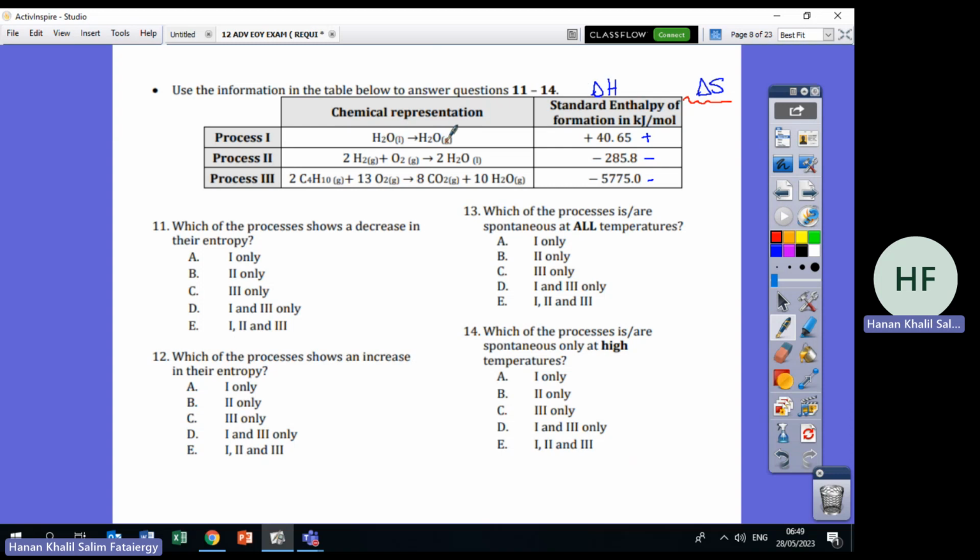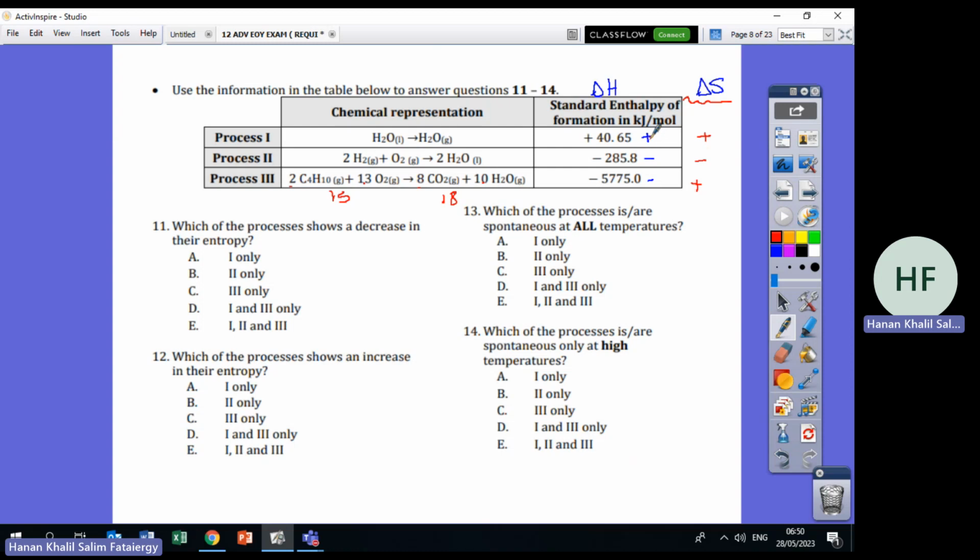Okay, now liquid to gas. Where do you think there will be more randomness? In gas, so the delta S will be positive. طيب هلا هون gas to liquid, negative, because in gas particles move more. Okay, هلا here all of them are gases, so what do we do? We add the moles. 2 plus 13, this is 15. 8 plus 10, this is 18. Who will make more randomness? 18, so this is positive.